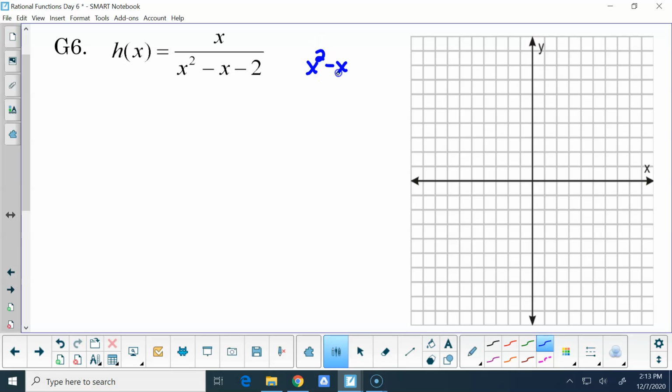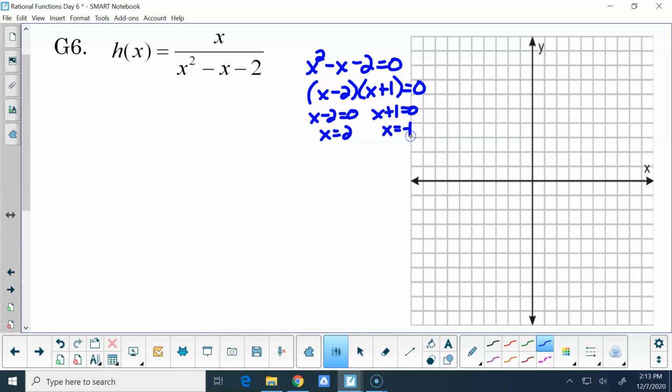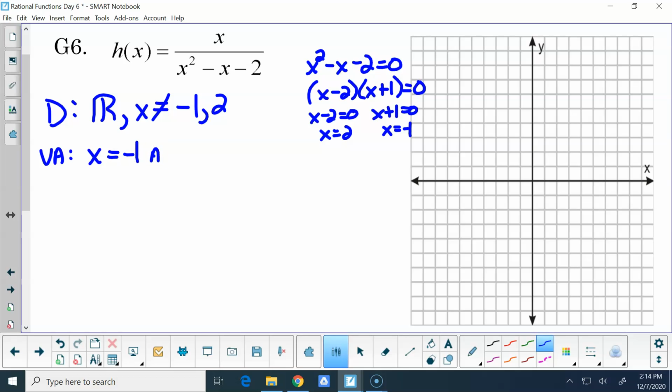x squared minus x minus 2 equals 0. That's going to factor to be x minus 2 times x plus 1. That's going to be x minus 2 equals 0, so that's going to be x equals 2. x plus 1 equals 0, so x is going to be negative 1. So my domain here is going to be all real numbers, but x cannot equal negative 1 or positive 2. That's going to give me vertical asymptotes at x equals negative 1 and at x equals 2.